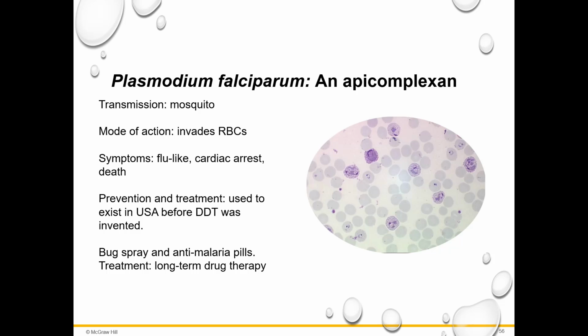Plasmodium vivax is more common in Central and South America. Plasmodium malariae and ovale are going to be more in Malaysia and India and so forth, but all of these are found all over the place. This is one of the deadliest versions of malaria, so I'm going to talk about this one.